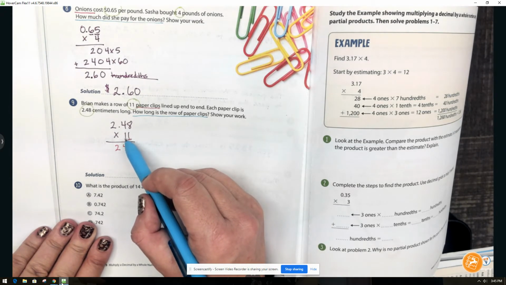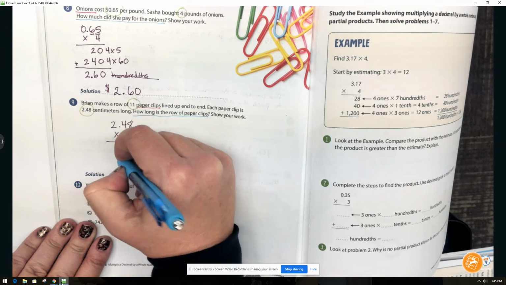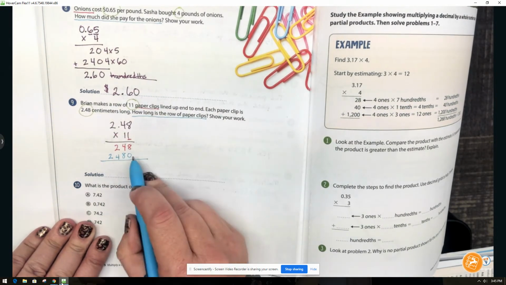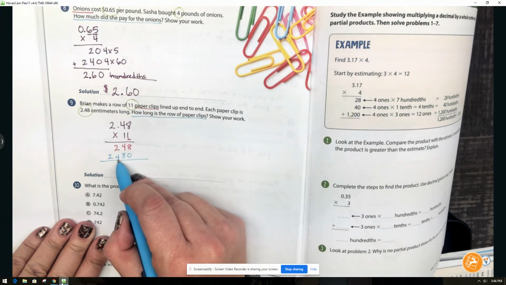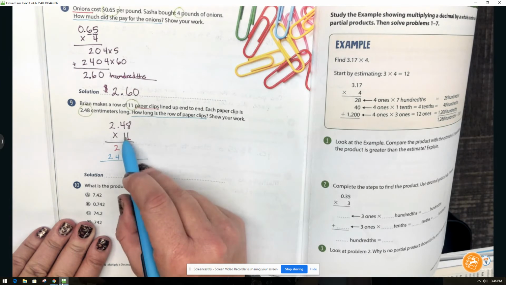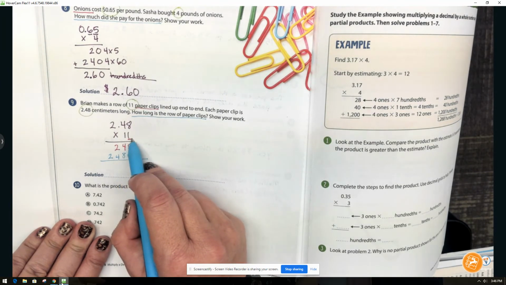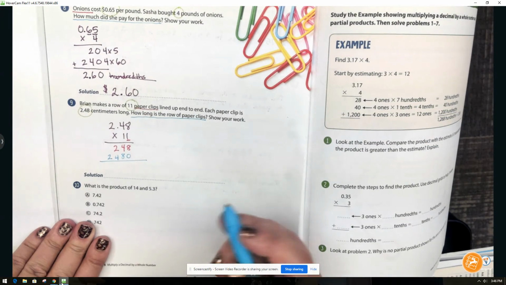10. So then I can go 1 times 8 is 8, 1 times 4 is 4, and 1 times 2 is 2. And really, I was saying 10 times 8 is 80, 10 times 40 is 400, and then 10 times 200 is 2,000. That's why that 2's in the thousands place.